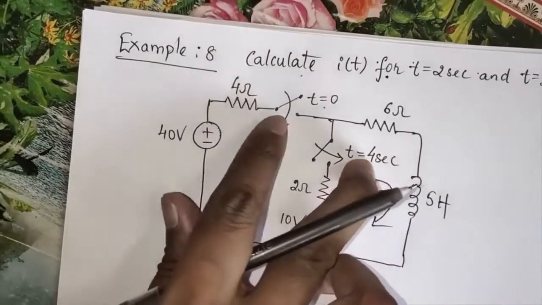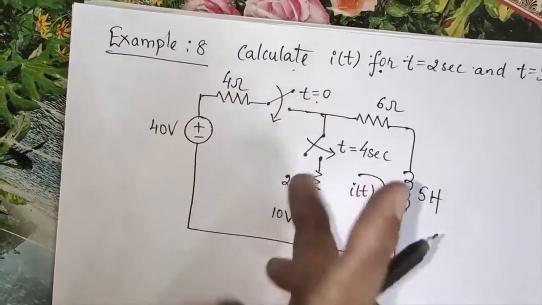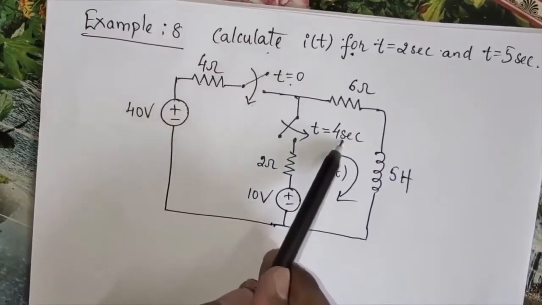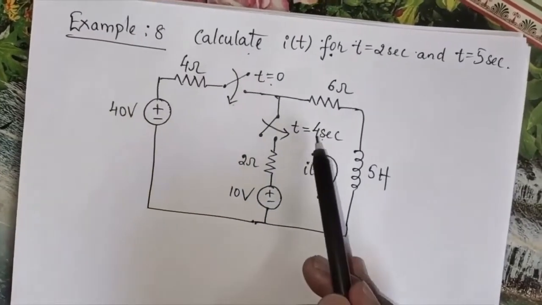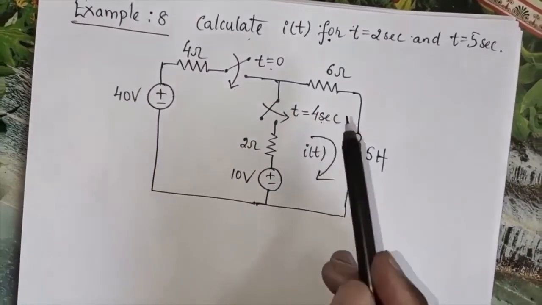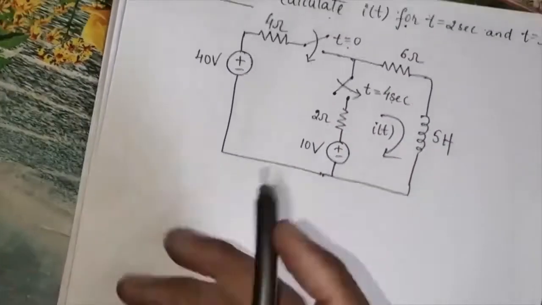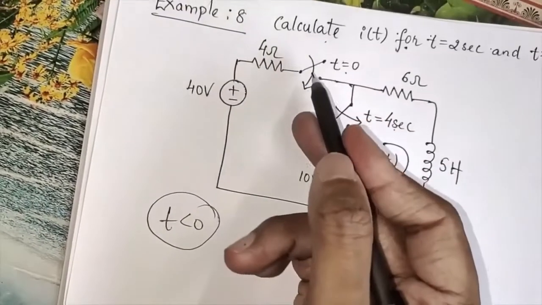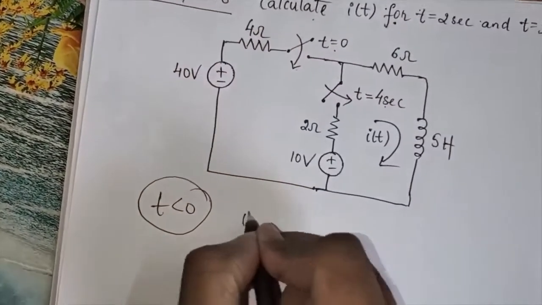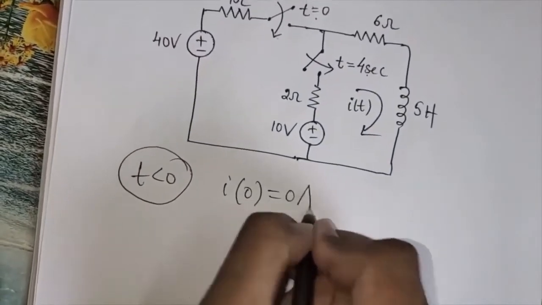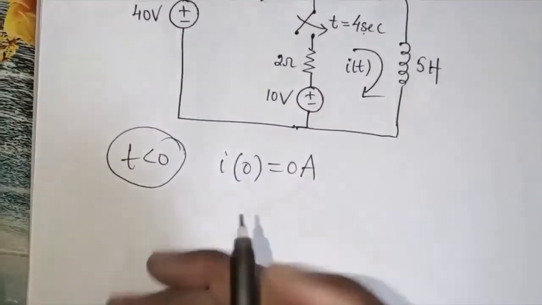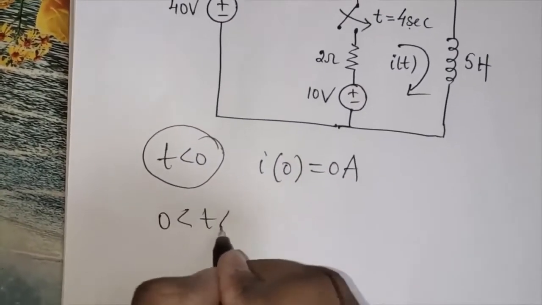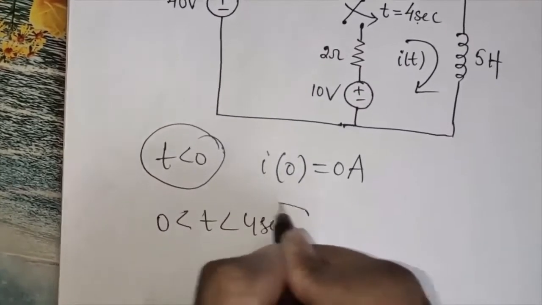So here also, since we have two switches, we will have three cases. First one is t less than 0. Second one when t is in between 0 and 4 seconds. And the third case is when t is greater than 4 seconds. So when t is less than 0 seconds, since this is open circuit, I of 0 will be anyhow 0 amps. So when t is in between 0 and 4 seconds.